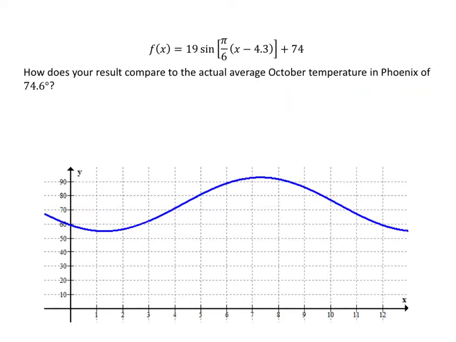Now, one thing that we have to pay attention to is that these functions and these graphical interpretations are approximate, because sometimes things fluctuate a little bit more. So how does our result, which we said was about 75, compare to the actual temperature of 74.6? Well, in this case, we can say our result was slightly higher.